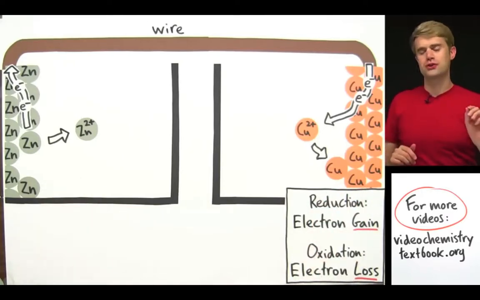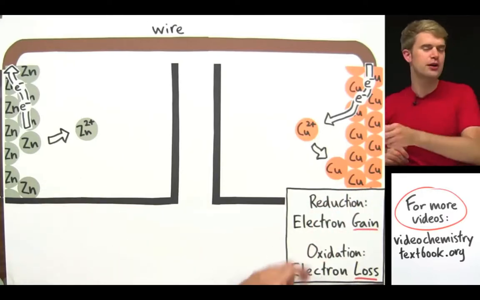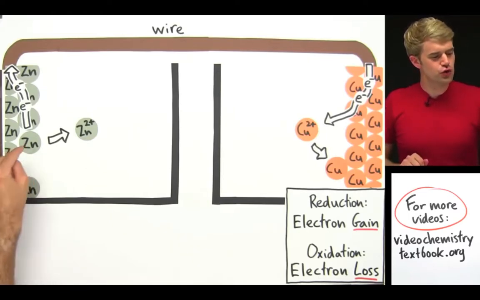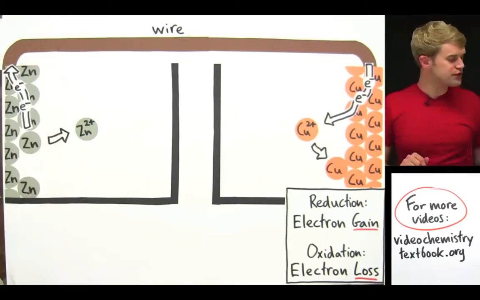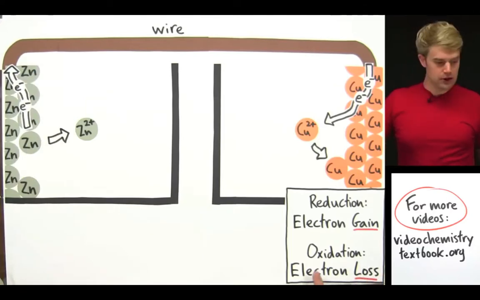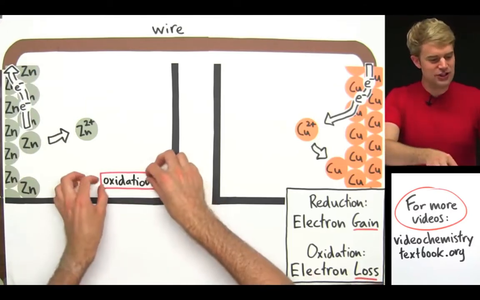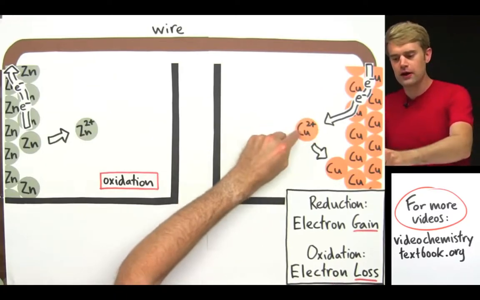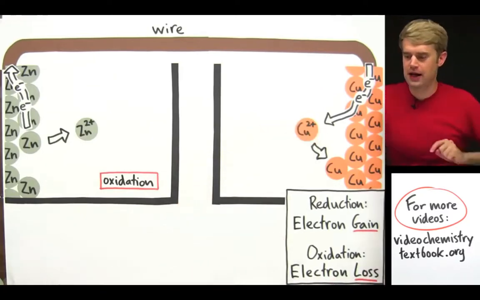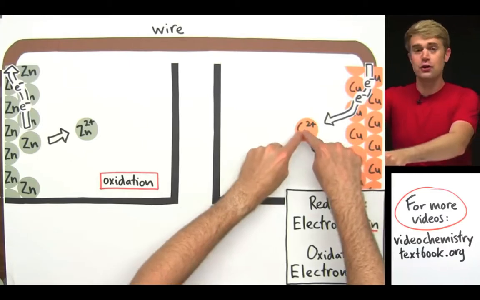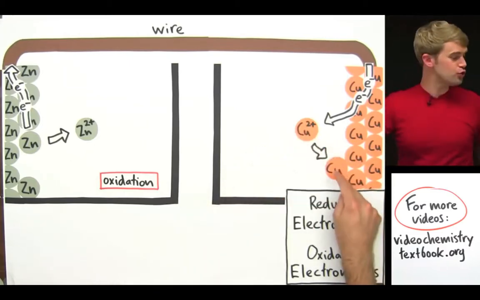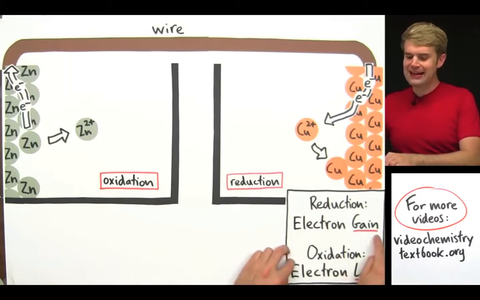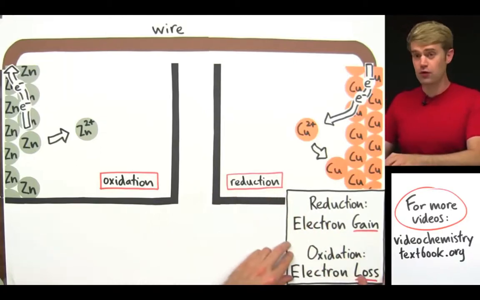I want to describe what's going on in terms of oxidation and reduction. So over here, one of these neutral zinc atoms is losing electrons. So that means that oxidation is happening on this side of the voltaic cell. And over here, this Cu2+ ion is gaining 2 electrons to turn into a neutral copper atom. So reduction, or gain of electrons, is happening over here.